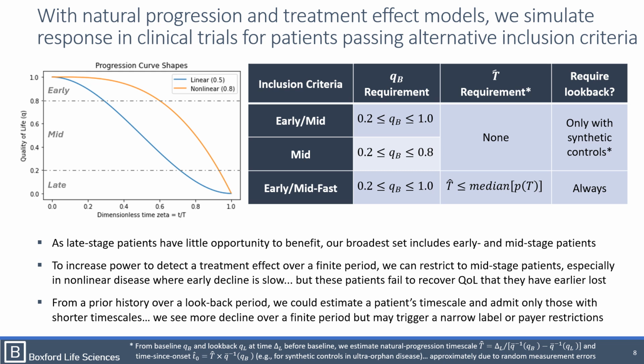And finally, the early-mid patients, but only those that we estimate from their prior medical history to be fast progressors. So if their estimated progression timescale is less than the median across all patients, we would include them in the trial. The only reason we use these latter 2 inclusion criteria is just to improve the power of the trial, particularly in nonlinear disease. The problem, as we see, is that we may end up restricting the breadth of the label, and that has a negative economic impact later.